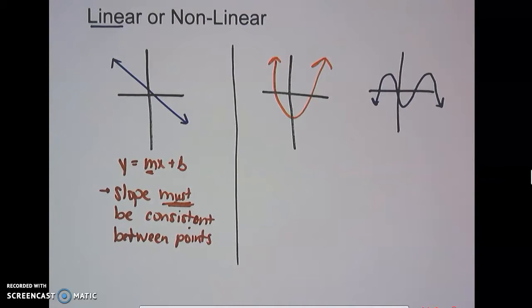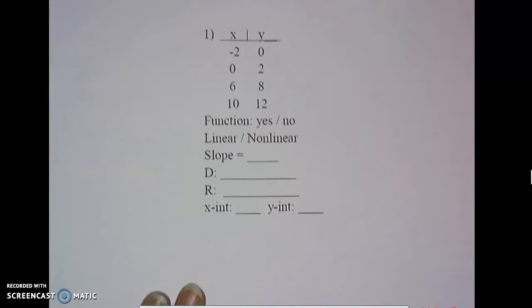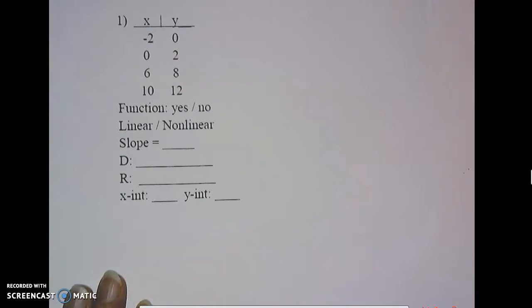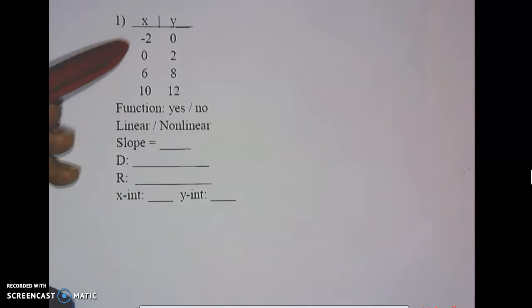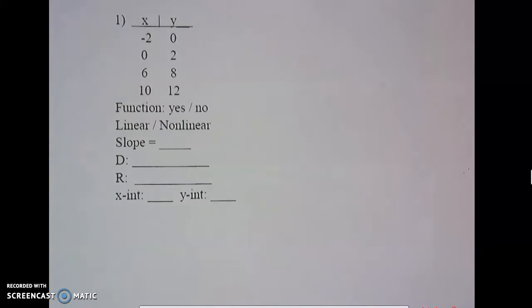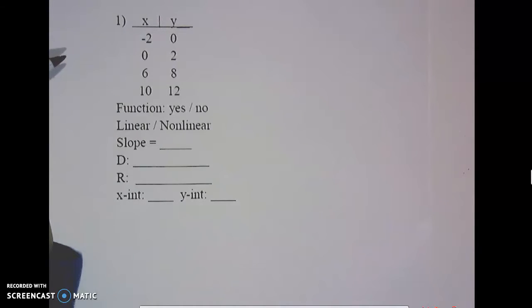Okay? So let's take a look at this. Again, we're going to see these in terms of a table, and we're going to look at these building in other vocabulary words that we've had. So, all right, here we go. We have this table of information. It has 4 different points in it. And so we have the points (-2, 0), (0, 2), (6, 8), and (10, 12). And the first thing we're finding is, is this a function, yes or no? So looking at the x coordinates here, none of those x values repeat, so yes, it is a function.